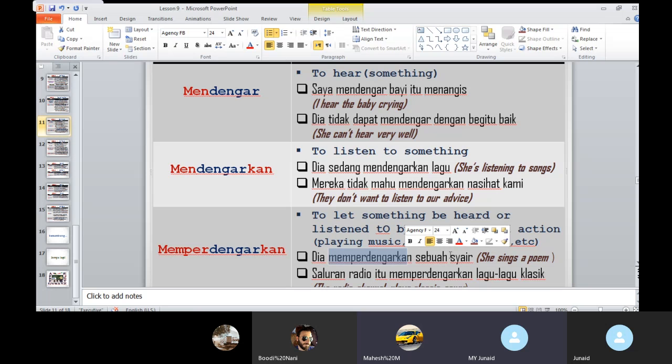But don't worry, we don't use this a lot in spoken Malay. Just try to remember this only word, dengar, which means to hear or to listen. Is it clear? Yes, sir. Okay. Four more to go.